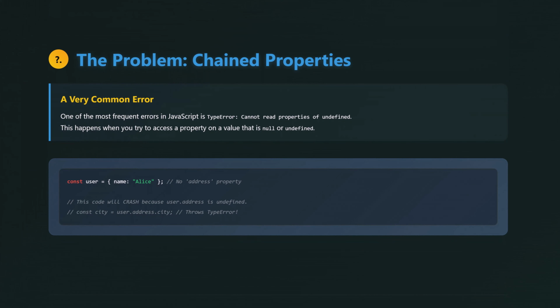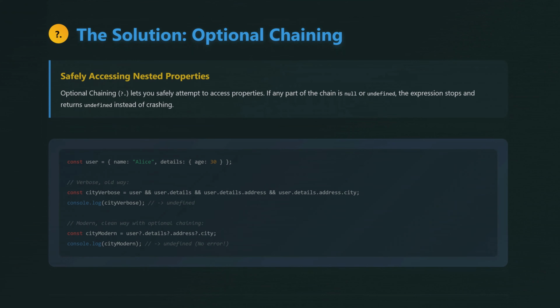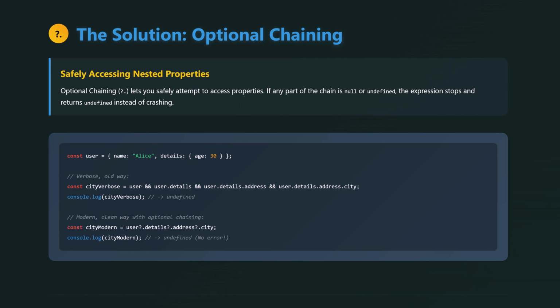Next one is optional chaining operator, question mark and dot. This operator is a modern and elegant solution to one of the most common errors in JavaScript. And the error is TypeError: cannot read properties of undefined. This error happens when you try to access a property on a value that is null or undefined. Optional chaining lets you safely attempt to access nested properties within an object. If any part of the chain is null or undefined, the expression immediately stops and returns undefined, instead of crashing your program. Think of it as saying, try to get this property, but if any parent along the way doesn't exist, just give me undefined and don't worry about it.